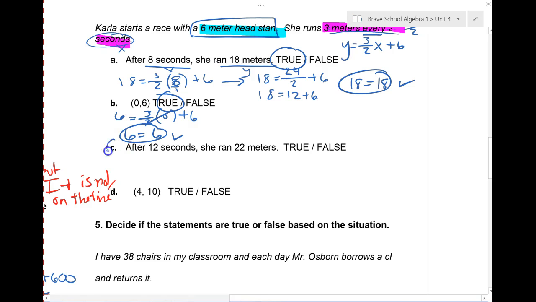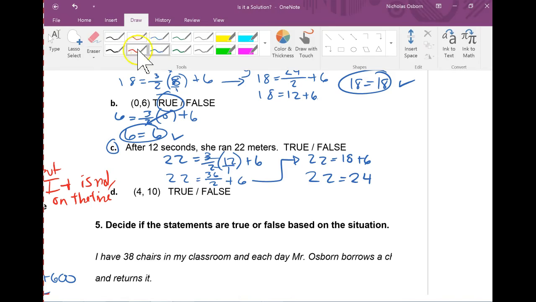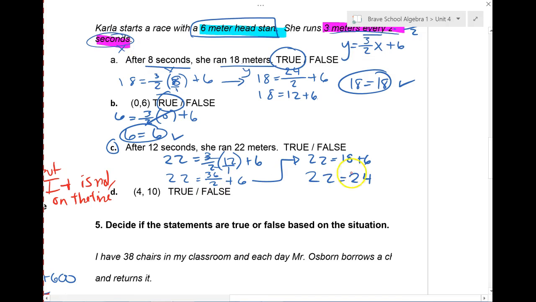Okay, I want you to go ahead and try this one on your own. I'm going to pause the video. After working it out, I got 22 equals 24. That's not true, so this is false. And just remember, again, when you plug in this 12, which is your x, you need to put it over 1 in order to multiply this fraction. 3 times 12 is 36, 2 times 2 is 4, and then just divide it and you get 18. And then you can add it and figure out the rest.